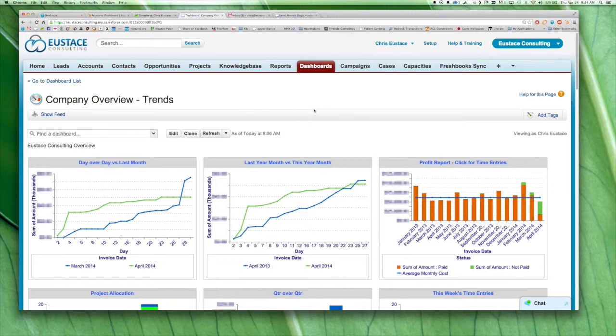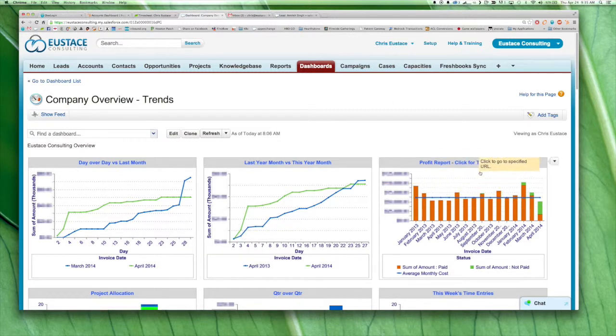So I'm going to highlight all the FreshBooks data that we're capturing in salesforce.com and reportable. Here I can look at how we're performing in invoicing day over day versus last month, and how we're performing last year at this time versus this year at this time. You can see, obviously, we have the days of the month across the bottom and the trend.